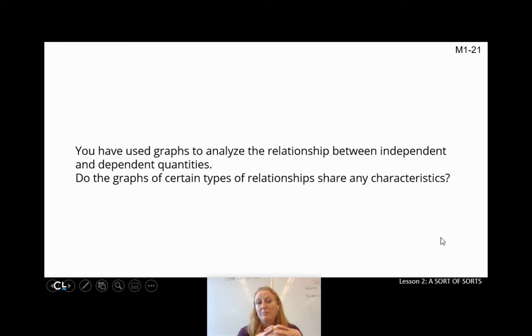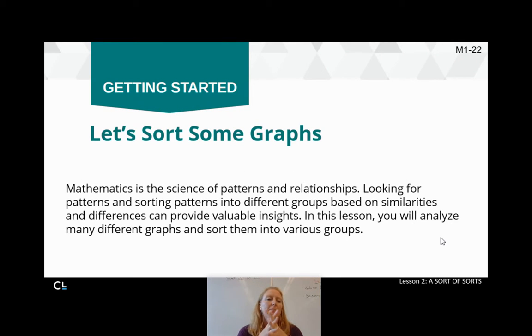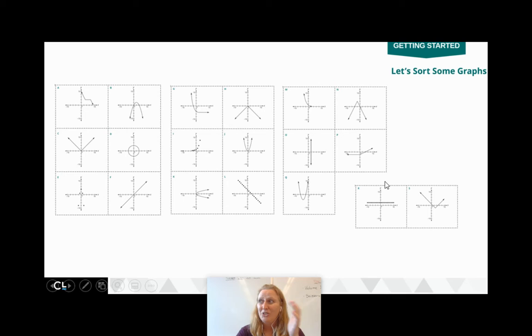let's start digging a little deeper. Do the graphs of certain types of relationships share any characteristics? So we're going to be sorting graphs. Mathematics is the science of patterns and relationships. Looking for patterns and sorting patterns into different groups based on similarities and differences can provide valuable insights. In this lesson, you will analyze many different graphs and sort them into various groups. So here's what I need you to do first, and this may take a few minutes for you to do.